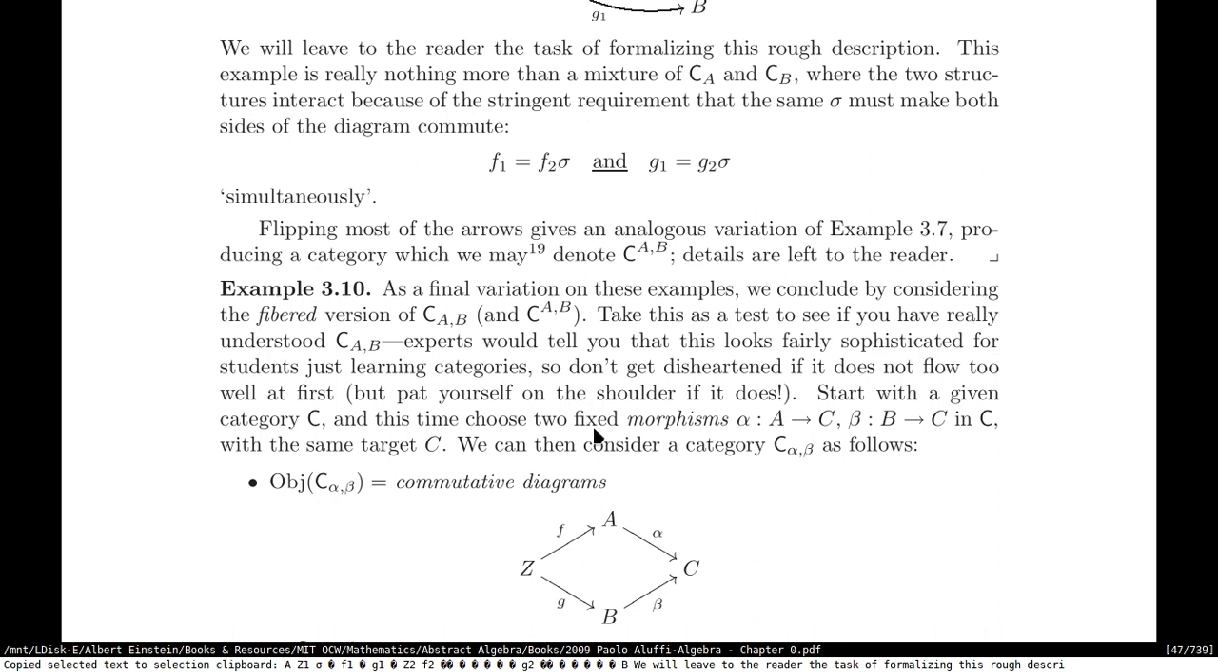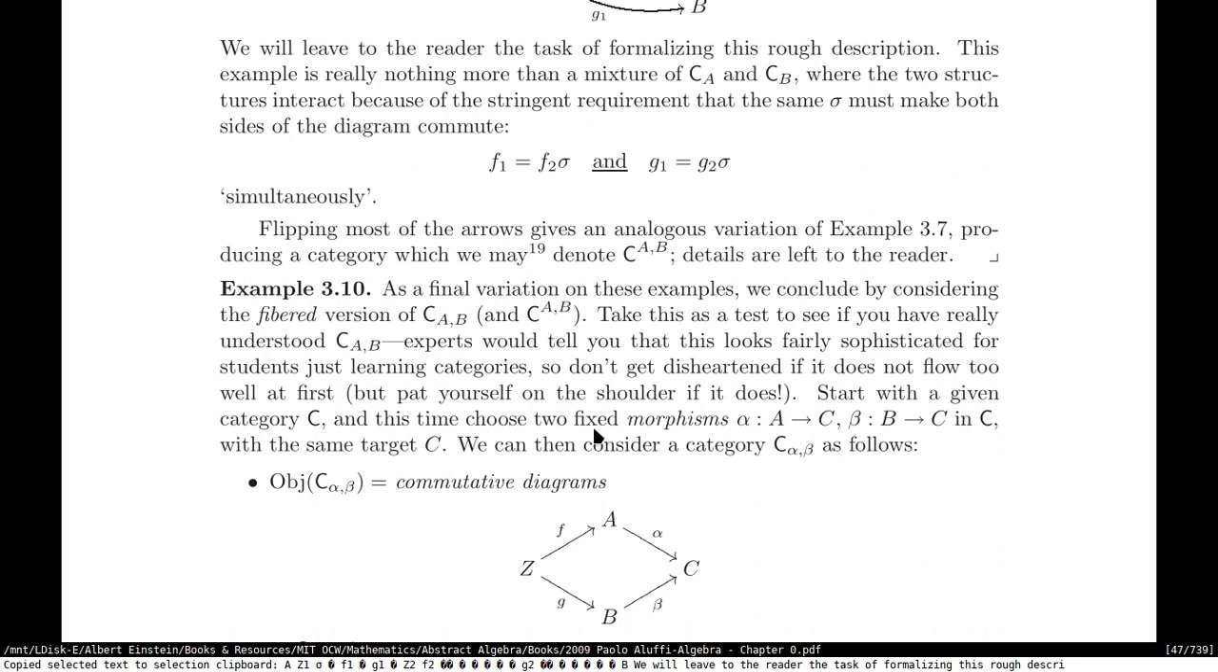Okay, so we have some more interesting examples. Start with a given category C, and this time choose two fixed morphisms, alpha and beta. Alpha goes from A to C, and beta goes from B to C, and these two are morphisms in the category C. They have the same target C.